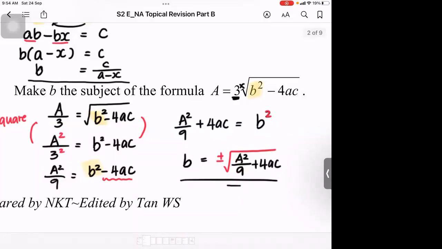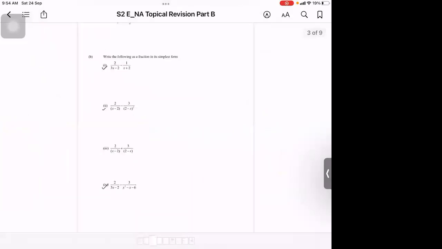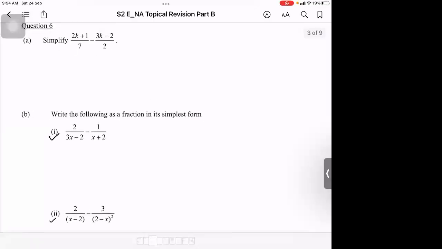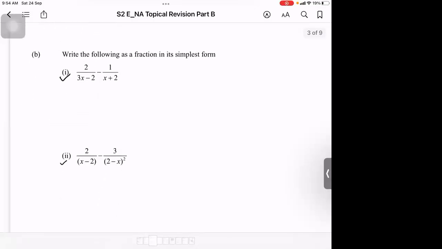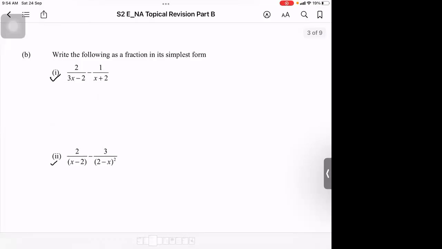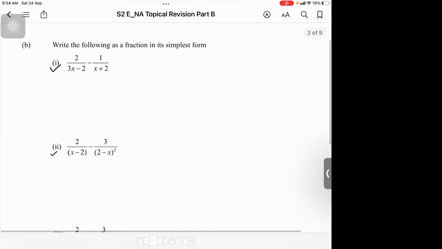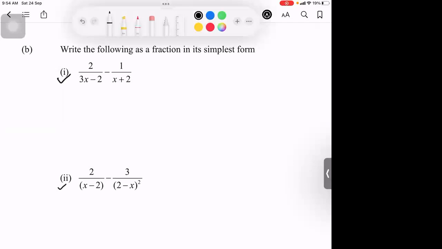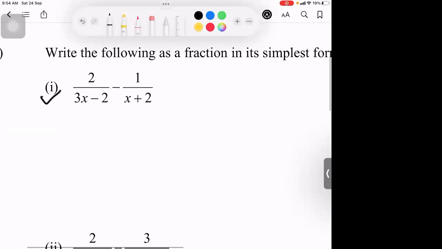Okay, next question. I move on already. This one got a lot of fraction. The one with numbers, I think is slightly a bit easier. So no time, I don't go through. I go through B part 1, all the different types of question down here. Okay, the first one over here, when they have different denominators, you notice the denominator. One is 3x minus 2. The other one is x plus 2.